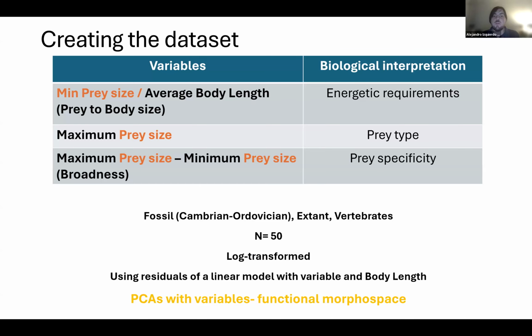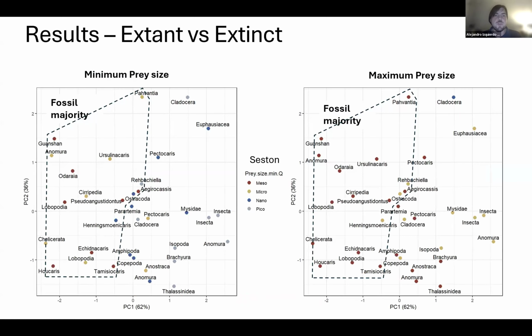So all in all, we have around 50 species combining fossil, extant, and some vertebrates for comparison. And basically, we do some type of transformations. And to summarize, we create PCAs that create this type of functional morphospaces. So here are some of the results that we have had so far.